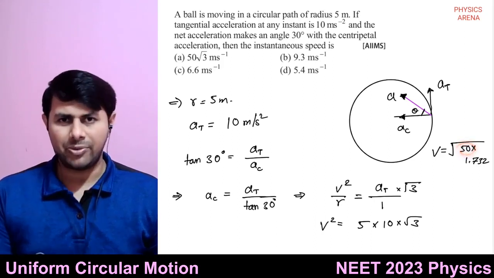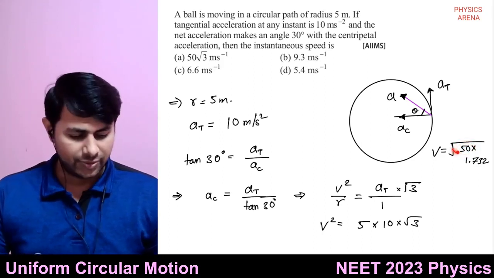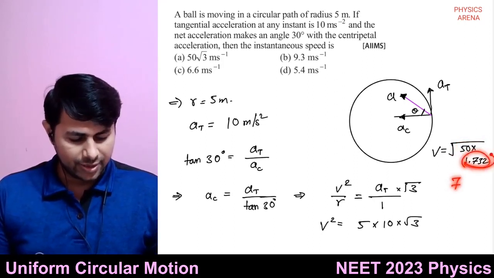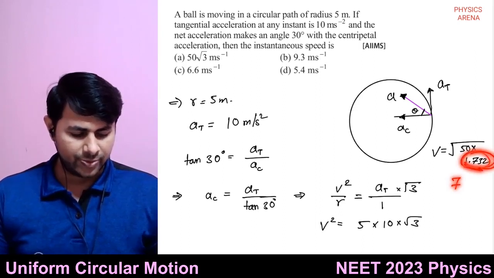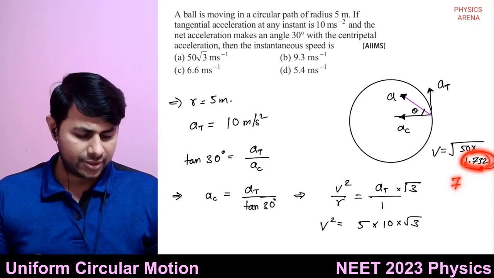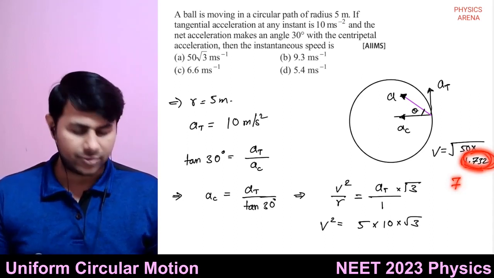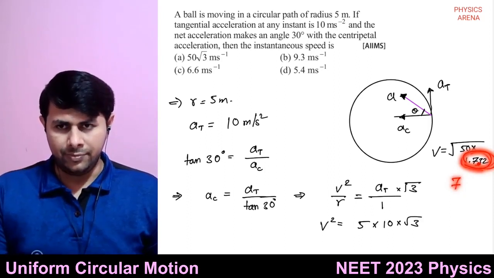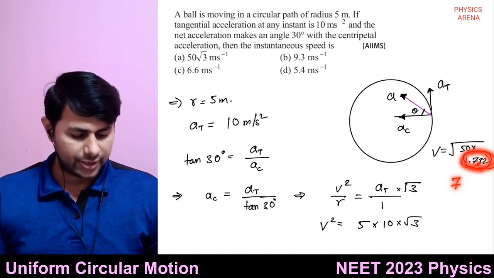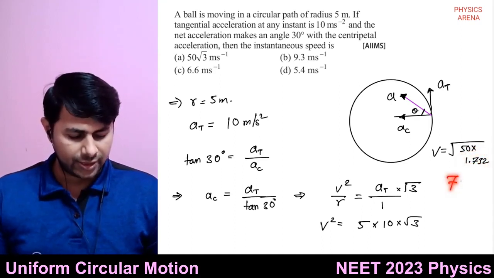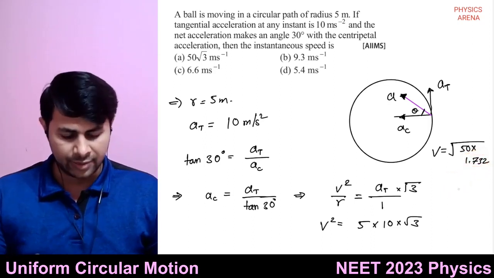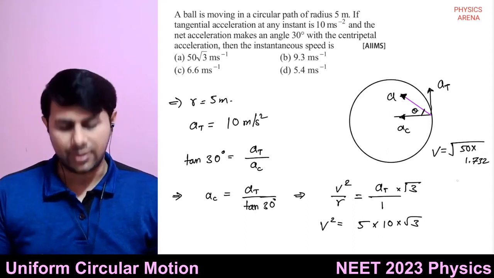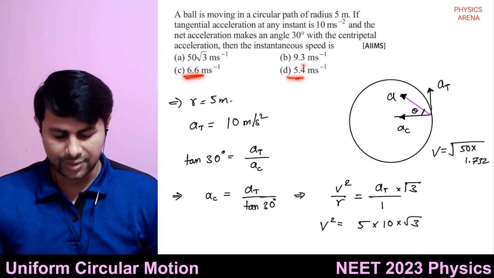This is 50 approximated to 49. Square root of that is how much? 7. 7 multiplied by square root of this. Okay, this is 1.732 approximately. Whatever it is, its square root will be greater than 1, because square root of 1 is 1. So you have 7 multiplied by square root of this, which is greater than 1. So answer is definitely greater than 7. Okay, so this cannot be the answer.